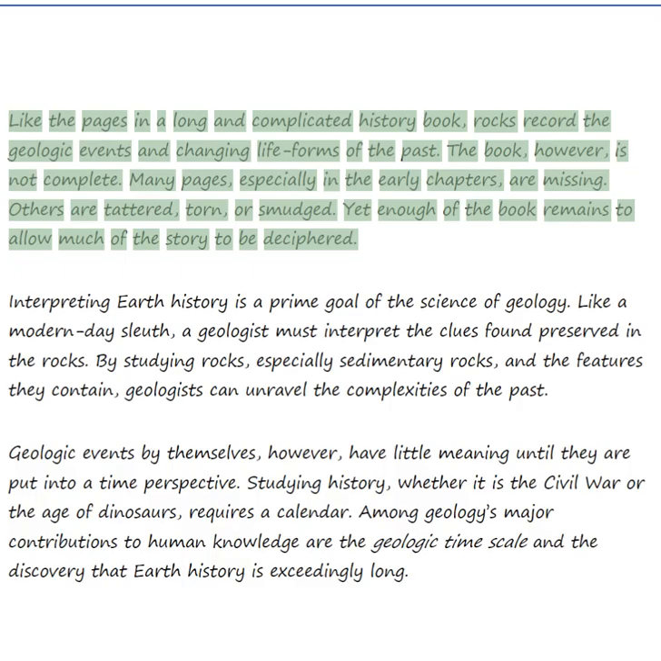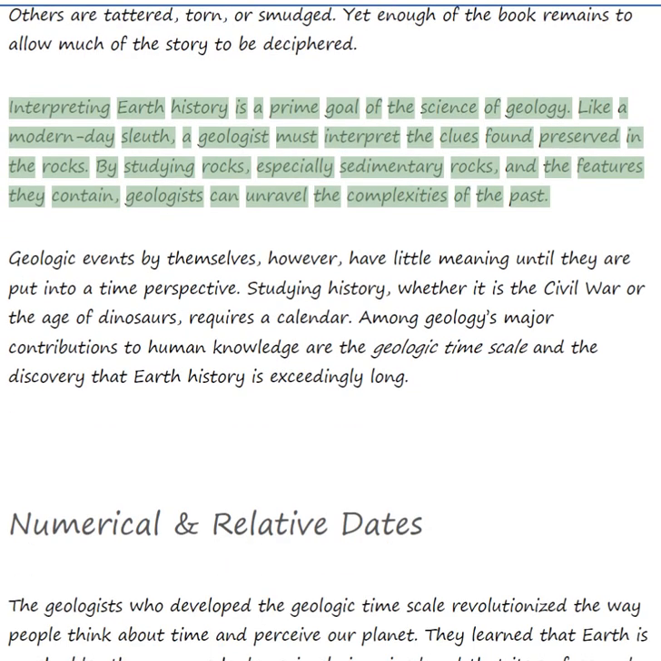Like the pages in a long and complicated history book, rocks record the geologic events and changing life forms of the past. The book, however, is not complete. Many pages, especially in the early chapters, are missing. Others are tattered, torn, or smudged. Yet enough of the book remains to allow much of the story to be deciphered. Interpreting Earth history is a prime goal of the science of geology. Like a modern-day sleuth, a geologist must interpret the clues found preserved in the rocks. By studying rocks, especially sedimentary rocks, and the features they contain, geologists can unravel the complexities of the past.